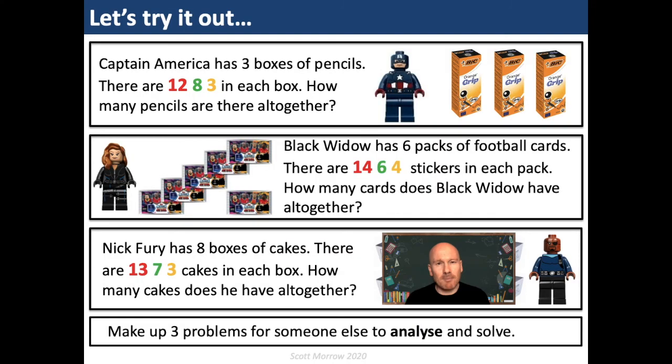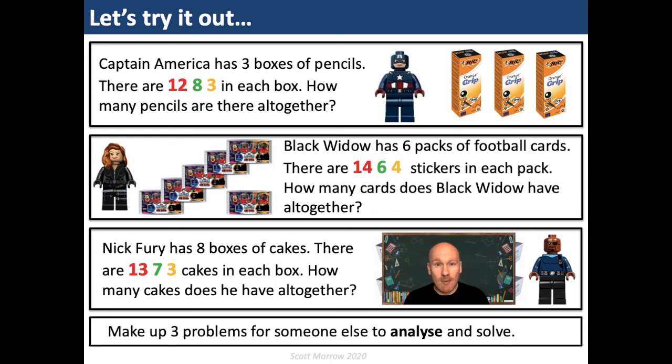It's time to apply that success criteria that we've just looked at to the following problems. Once again, we've got 3 problems, each with 3 levels of challenge, and I want you to choose the level of challenge that's just right for you. Not too difficult and not too easy. So if I'm looking at the first question and I decide I'm going to do a mild question, then I read this as, Captain America has 3 boxes of pencils. There are 3 in each box. How many pencils are there altogether?